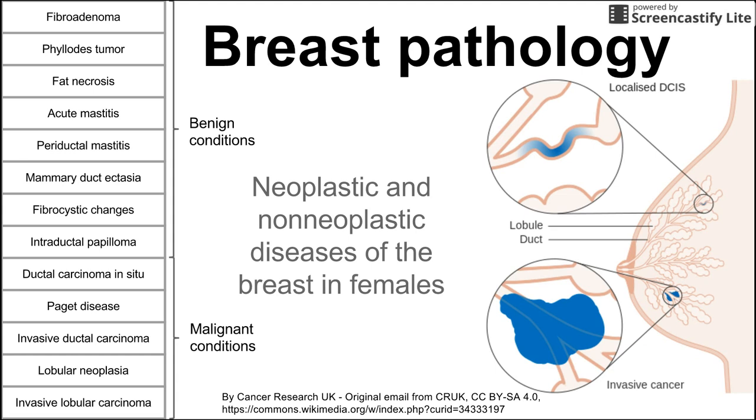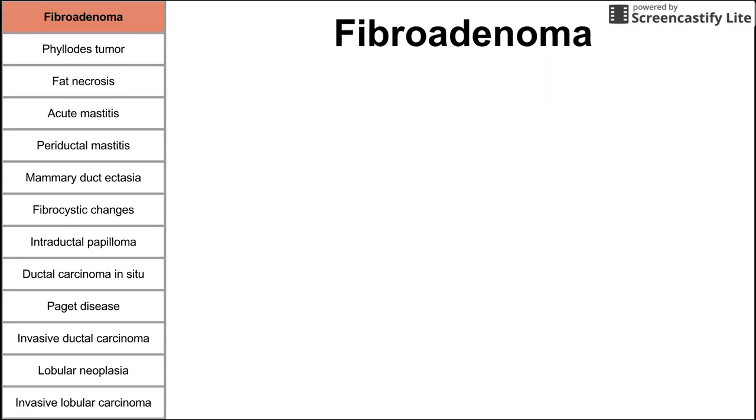And on the image on the right here, we have a picture of 2 kinds of malignant conditions. We have the localized DCIS, that's the ductal carcinoma in situ, and then we have what happens when that DCIS breaks through the basement membrane, and you have invasive cancer or invasive ductal carcinoma shown on the bottom there. So let's start jumping into these conditions.